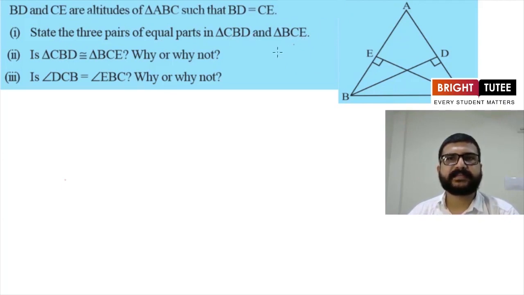CBD and triangle BCE. First let's mark these two triangles here. Triangle CBD, that will be this triangle. Now this is triangle CBD and we are having one more triangle and it is triangle BCE and that will be this triangle.